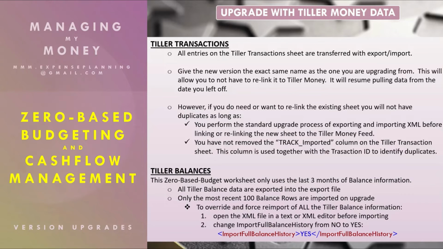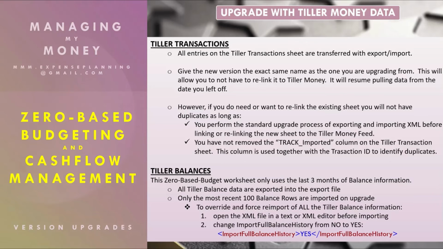For Tiller balances, the zero-based budget worksheet only really uses the last 3 months of balance information because this worksheet is not showing or tracking net worth. It's all about budgeting for this fiscal year. So all Tiller balance data are exported into the XML file when you do the export. However, only the most recent 100 balance rows are imported on upgrade, since the rest really aren't used.